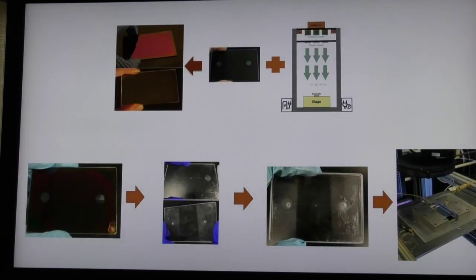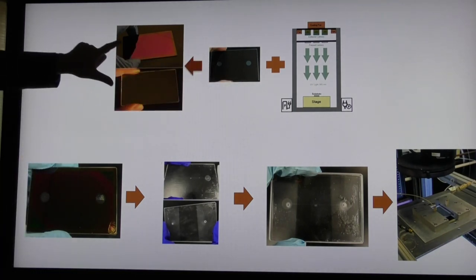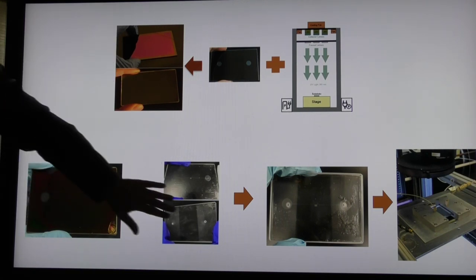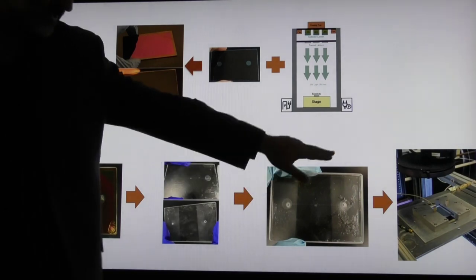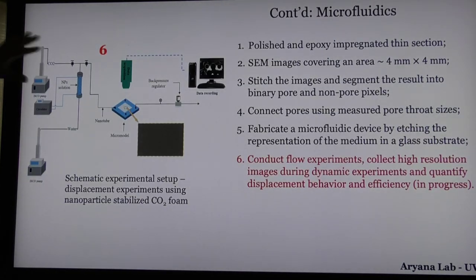So here's some pictures of that process where this is placed under a UV light. The pattern is transferred onto the photoresist, onto the chrome, and finally the bonding happens and it goes under the camera. Now the device itself is connected to pumps. There's the data acquisition system on top. So different fluids go in, they come out, you capture images, say something about how things move in the subsurface.